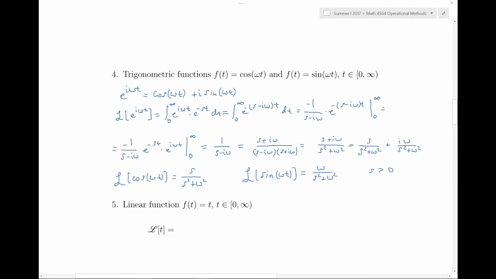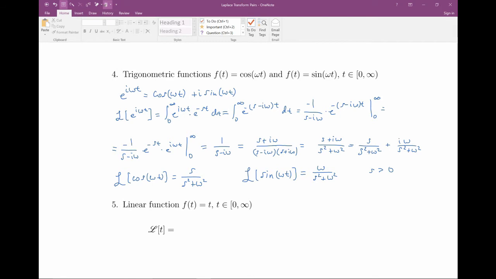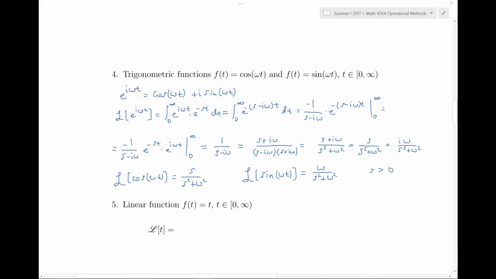Despite the fact that this Laplace transform is defined for all values of s as long as omega is non-zero, we still have to consider the fact that we're looking at improper integrals, and the improper integral will not converge if s is negative in this case.